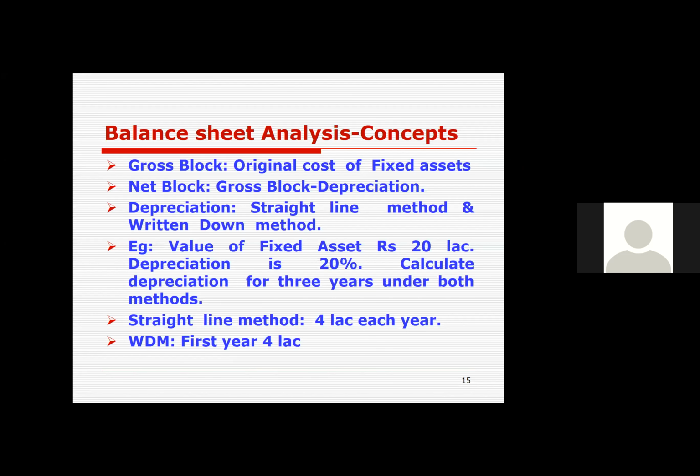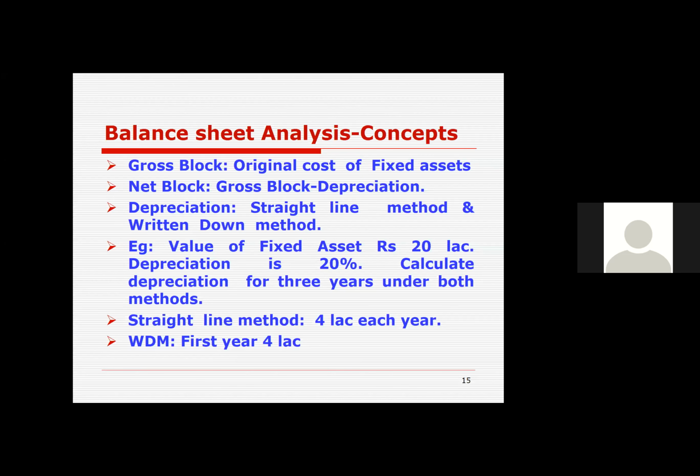There are two methods of depreciation. If they ask in the exam, you should not miss it: straight line method and written down method. Every year, for the wear and tear of the fixed assets, the firm has to reduce the value from the book value, from the original value. So there are two methods of fixed asset depreciation. One is called the straight line method. The other is called the written down method.